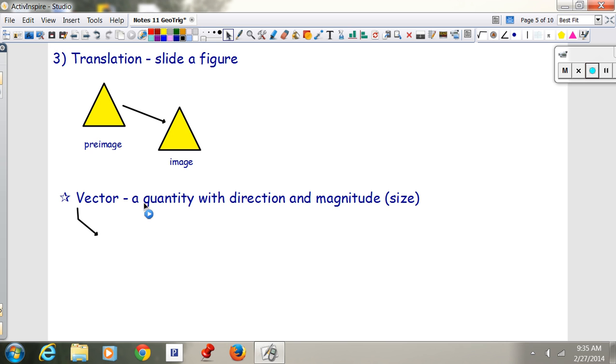There it is. A quantity with direction and magnitude, or size. It's basically telling you how you get from the pre-image to the image. That's what a vector does. It tells you how you get from the pre-image down to the image. So that is a translation. You're just sliding it from one to the other.